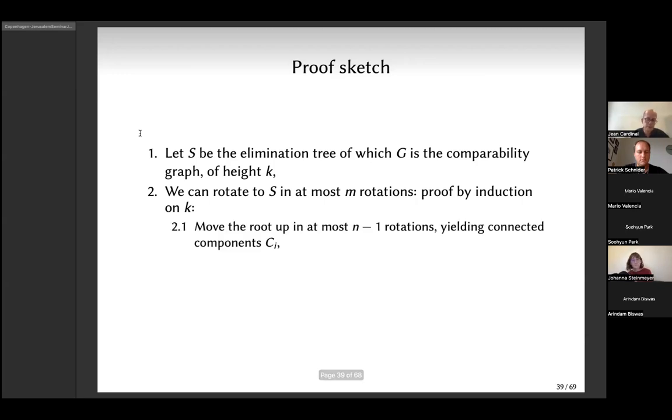Okay, and there we do an induction on k. We move the root of S in at most n-1 rotations. That's always possible because every rotation gives, I mean, you rotate with at most as many other vertices. Okay, and then you get the root, and then you recurse on the subtrees.